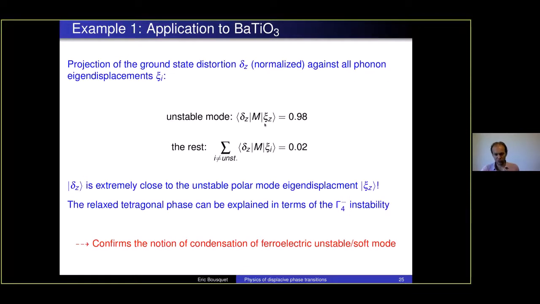And then when we do that, we make a projection of the theoretical delta distortion against all the eigenvectors of the system, which I call Xi here. You find that the eigenvector of the unstable mode along Z gives rise to a projection that is about 98%. And the projection against all the other eigenvectors, for all the other phonons, is almost 0.